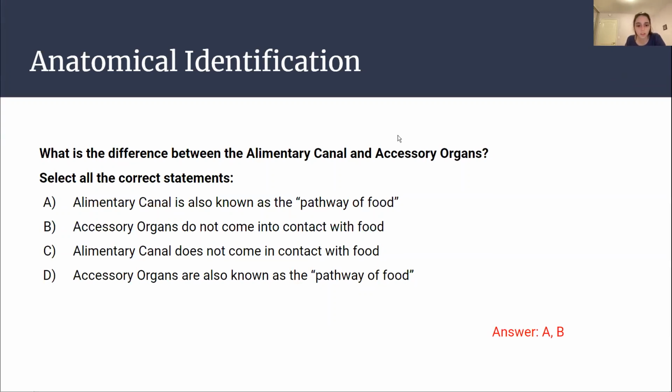So the alimentary canal is also known as the pathway of food. So it's also known as the GI tract. So it's all the organs that start from the mouth all the way to the anus, in which our food comes in contact with. The accessory organs, we'll define those in a minute, but basically they don't come in contact with food. They're not a part of this tubular tract in which the food travels. So next slide.